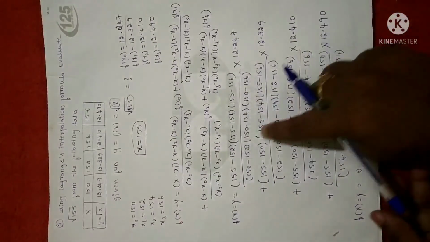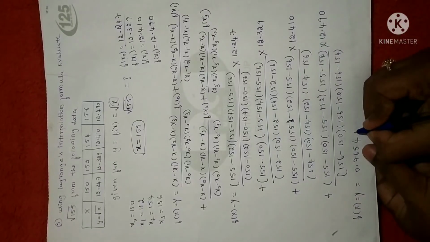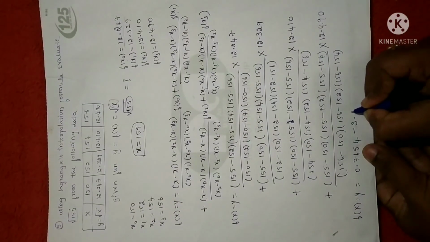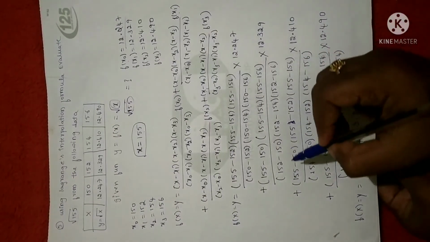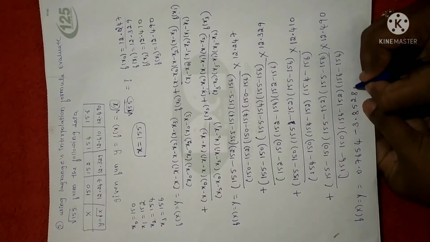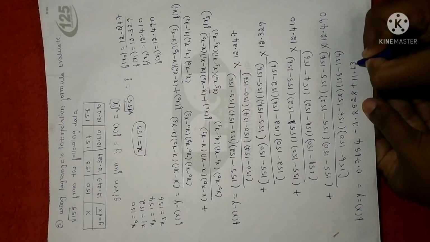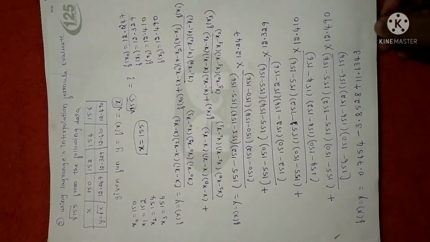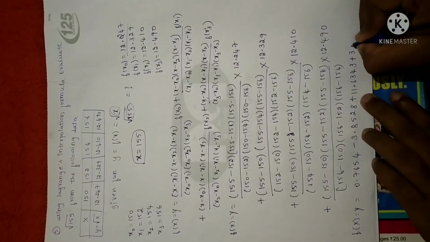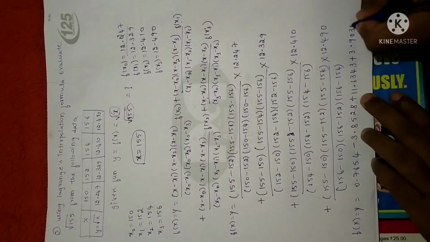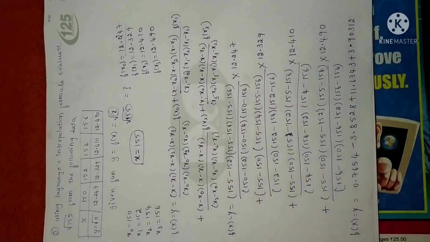Next, when you simplify the second term using a calculator, just now I have shown, no? So 3.8528 you will get. Similarly, simplify the third term. So you will get 11.6343. Fine. Similarly, simplify the fourth term. You will get 3.90312. So use the calculator, you simplify all these values.